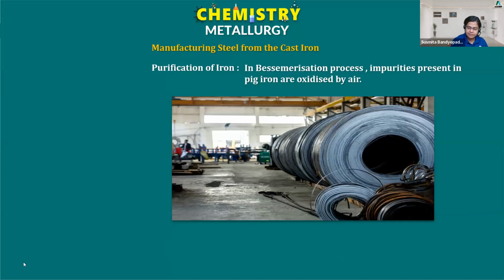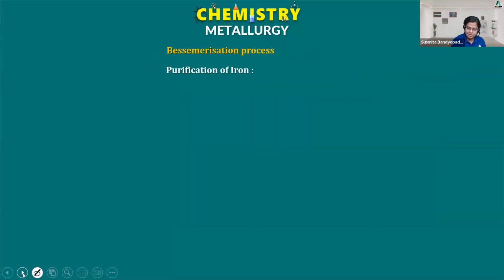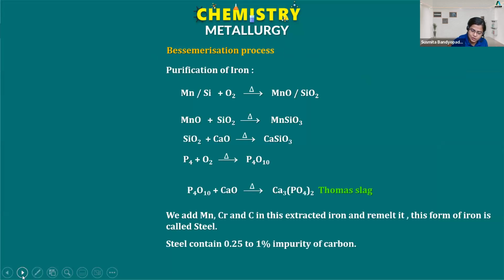The pig iron is oxidized by air in the Bessemer converter so that these impurities form their respective oxides. SiO2 is acidic, and there are basic oxides too. Acid and base will react to form slag, and hence they are removed.